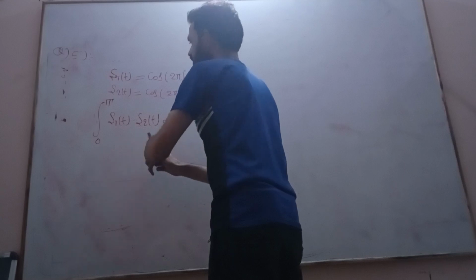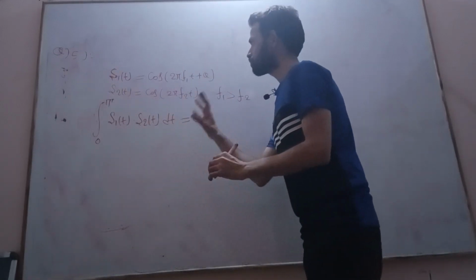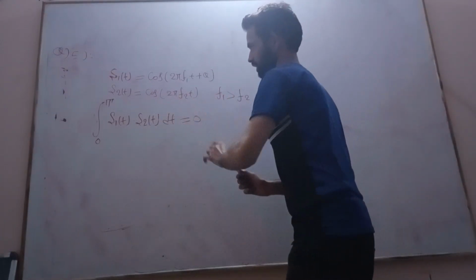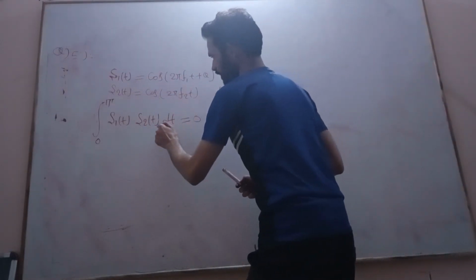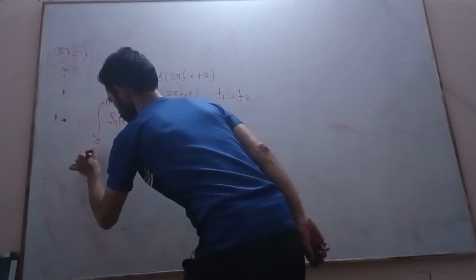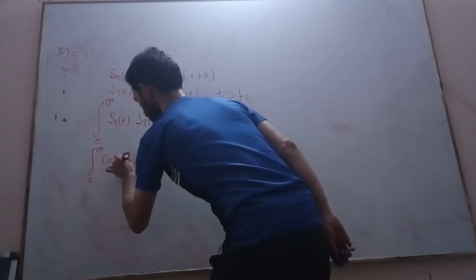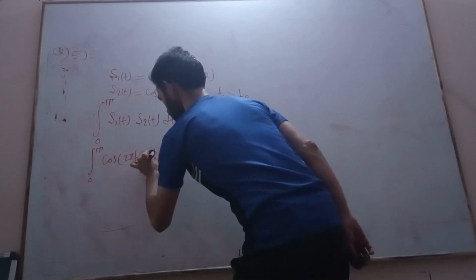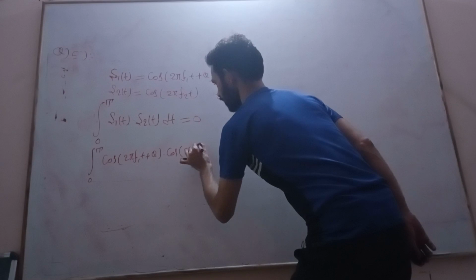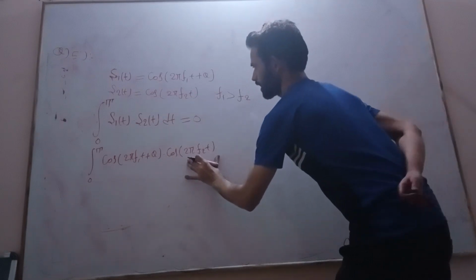If these two signals are orthogonal, then there is no chance of overlapping of information, which means we will not lose any information. Both are non-coherent signals, and F1 and F2 are the mark and space frequencies. So just solve this. We will get the integral from 0 to T of cos 2 pi f1 t plus theta into cos 2 pi f2 t dt, equal to 0.